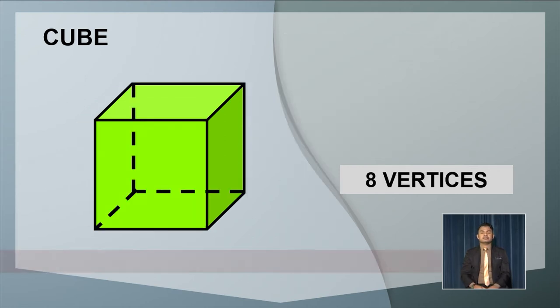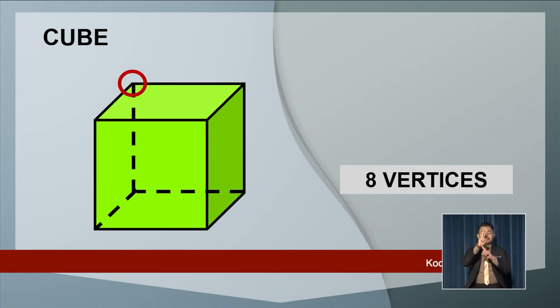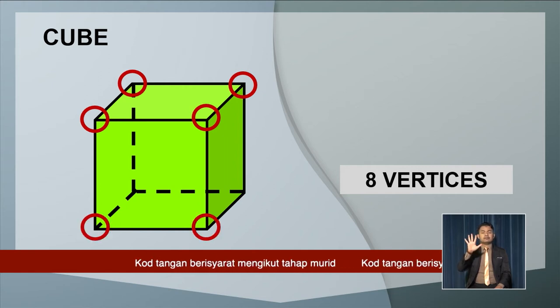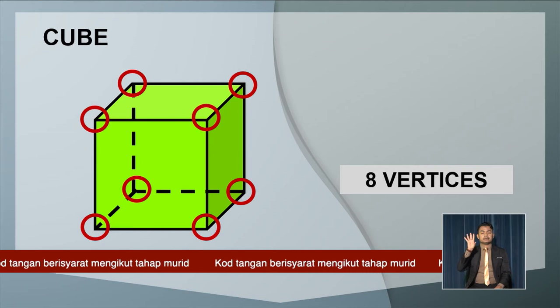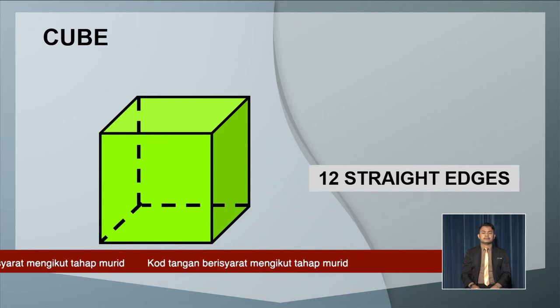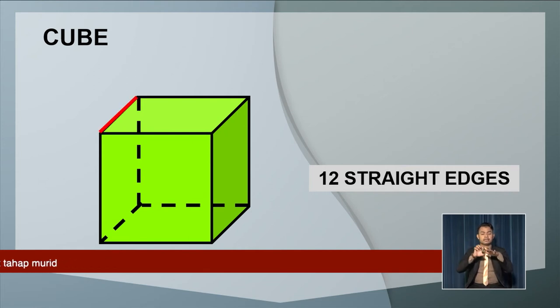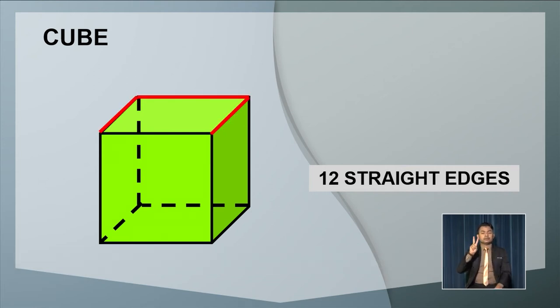It has 8 vertices. 1, 2, 3, 4, 5, 6, 7, 8. 8 vertices. A cube has 12 straight edges. 1, 2, 3, 4, 5, 6, 7, 8, 9, 10, 11, 12. 12 straight edges.